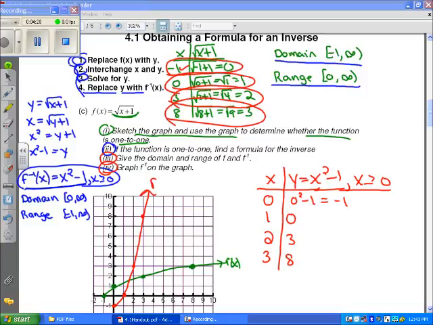Okay, so there's the graph of f inverse of x. As you can tell with all inverses, they should be symmetric with respect to the line y is equal to x, which is this line right here. And we can tell that it is. Okay, so that completes part C of this worksheet.